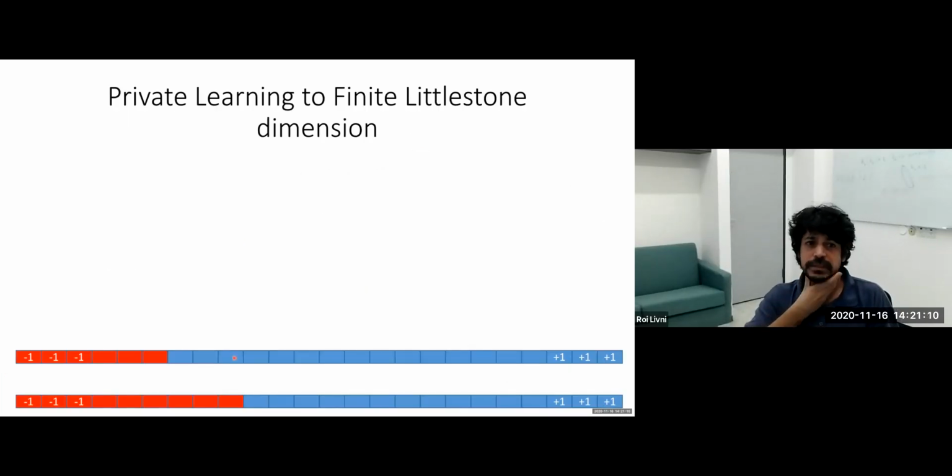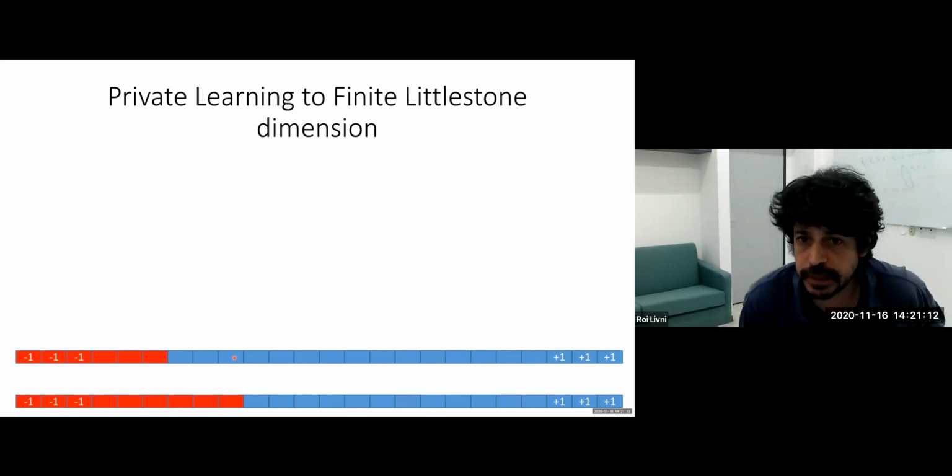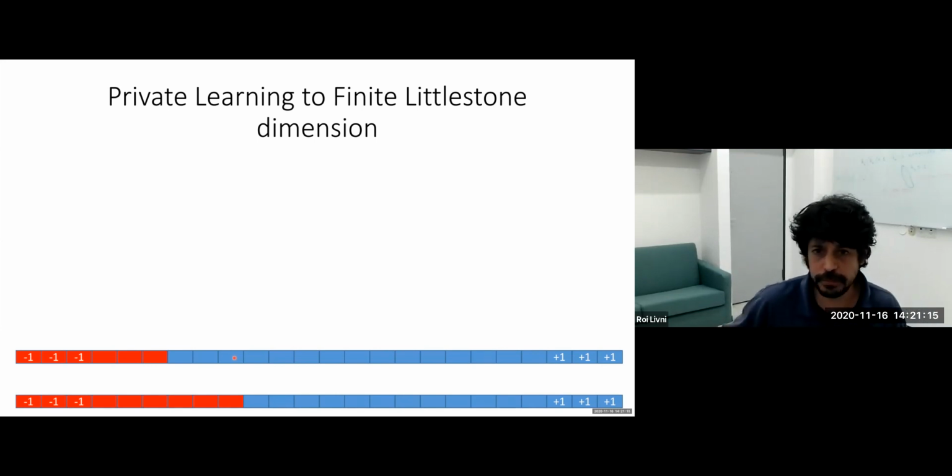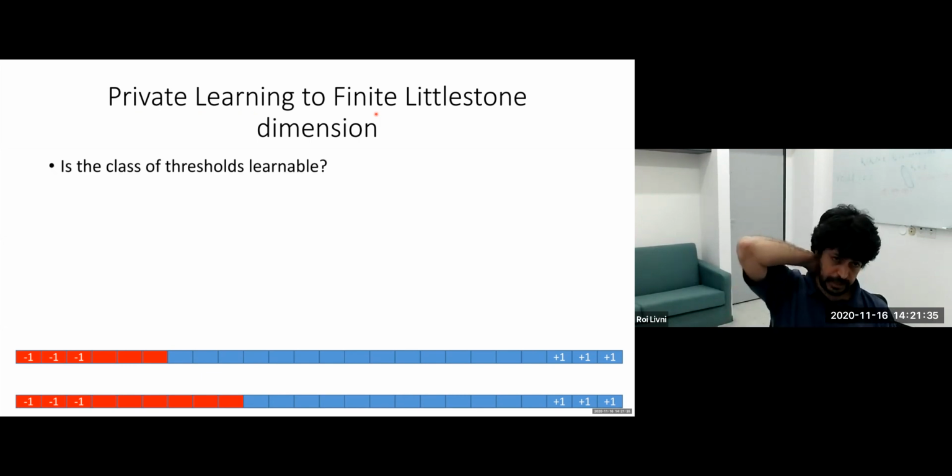Okay, so what if private learning implies finite Littlestone dimension? So before I even talk about what is finite Littlestone dimension, I want to talk about how we got to this question, because the original question that we were interested in was not so much about why does private learning imply finite Littlestone dimension. Actually, we were looking at a question that others were looking at, which is a specific problem, whether the class of thresholds is learnable in the private sense or not.